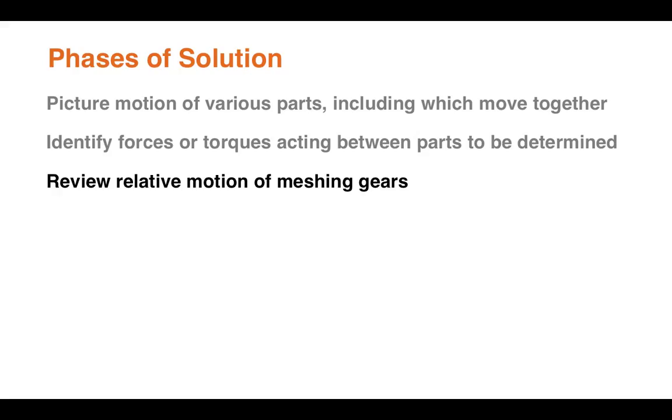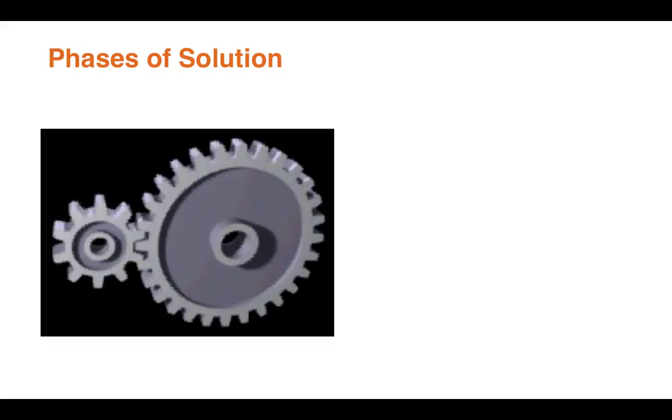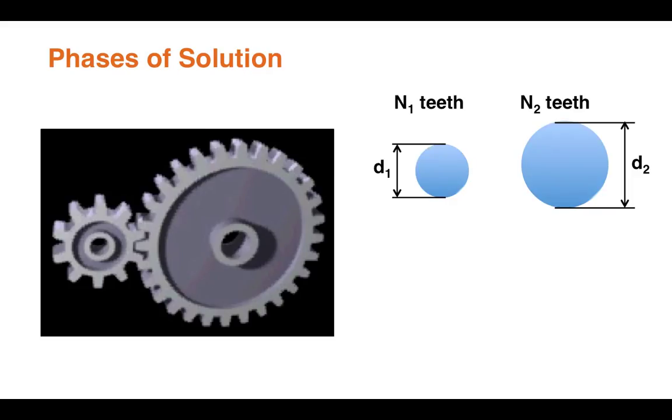So we're going to review relative motion of meshing gears. We show a couple of gears right here. The two different gears will have different numbers of teeth. They'll have different diameters. But because the teeth have to be the same size, the ratio of the diameter to the number of teeth has to be the same. So, in other words, the amount of circumference devoted to each tooth is the same.